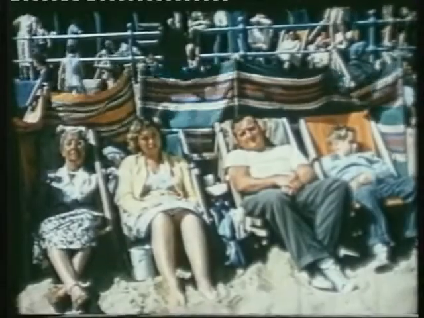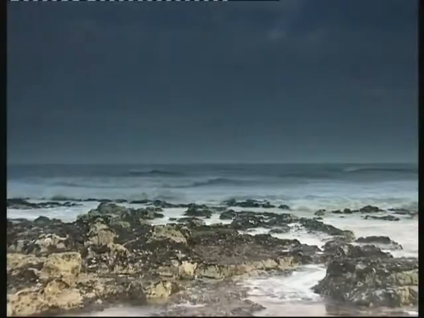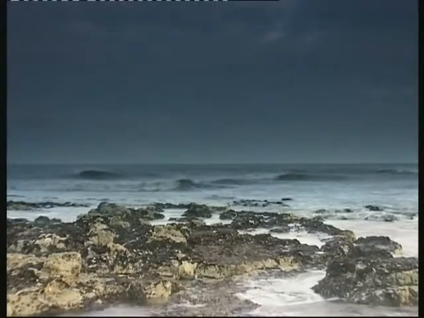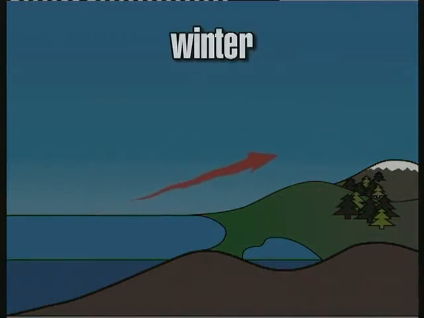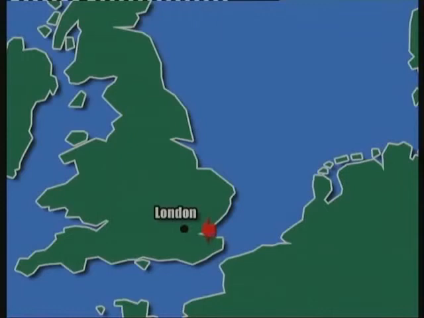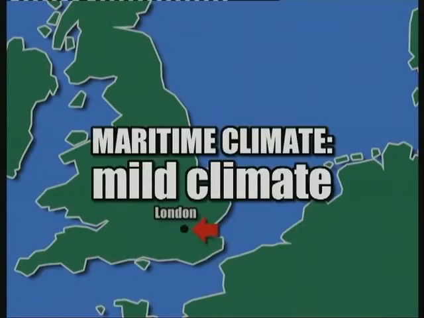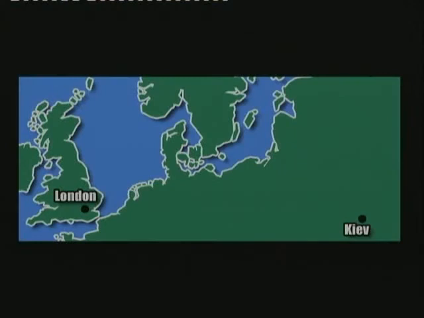Remember how we said that Britain has a maritime climate? In other words, it's affected by the sea. The sea has the effect of evening the climate out. In summer, the sea takes the heat away. In winter, it gives it back. That's why a maritime climate is usually a mild climate. You don't get big differences in temperature, not as much as a country that's a long way from the sea. For example, although Kiev is the same latitude as London, the temperatures are a lot more extreme because it's a long way from the sea.